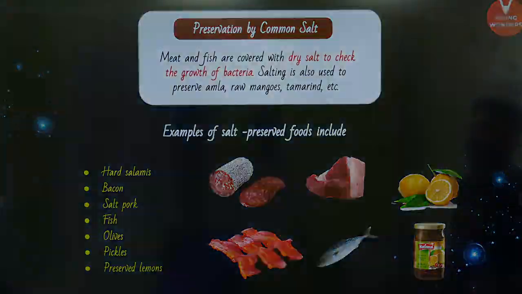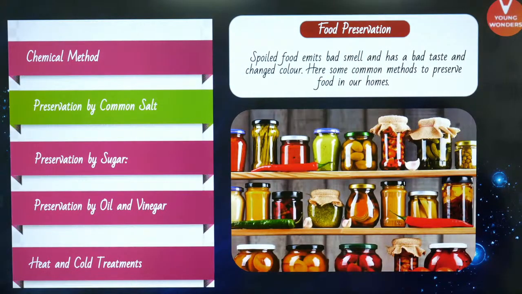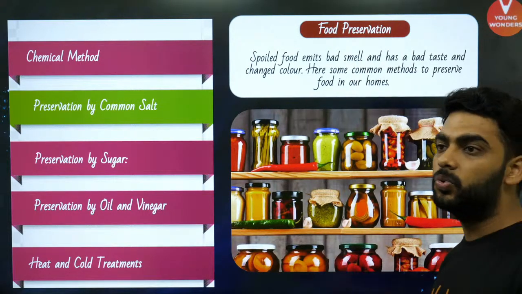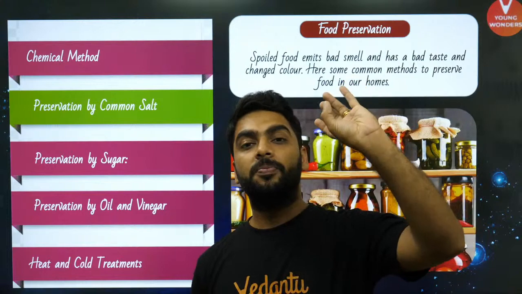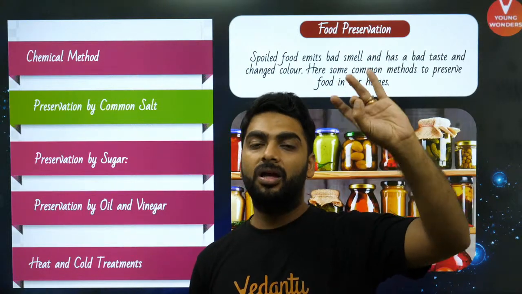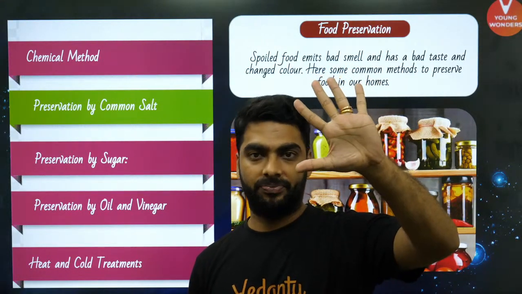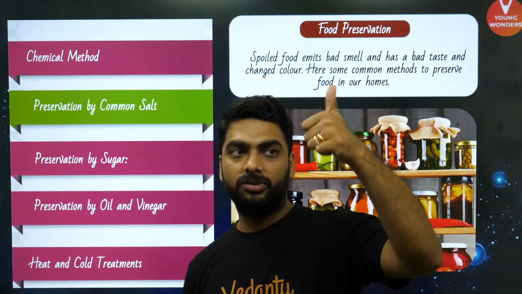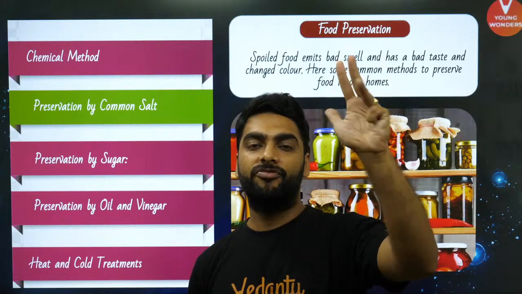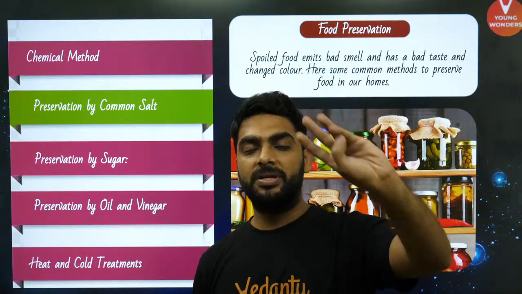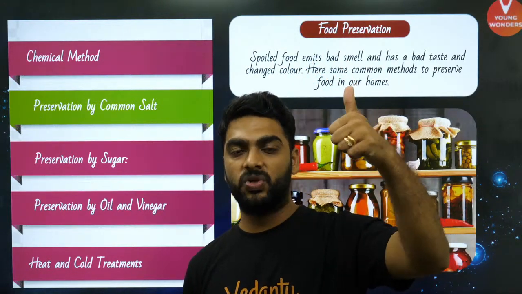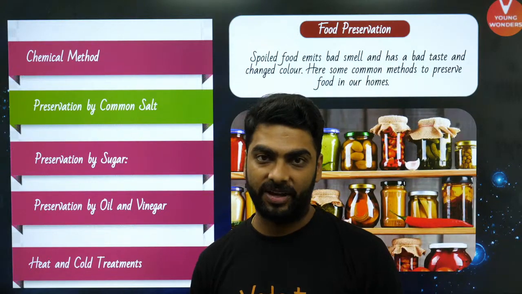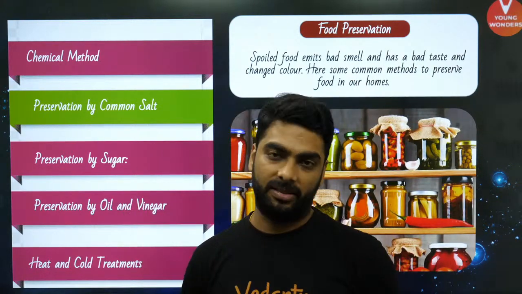Chalo. Let us once again go back and see what all we learned. We learned that food can be preserved by chemical methods and physical methods. Chemical methods include use of salt, sugar, oil, vinegar and preservatives. Preservatives include sodium benzoate and sodium metabisulfite. These are the chemical methods.